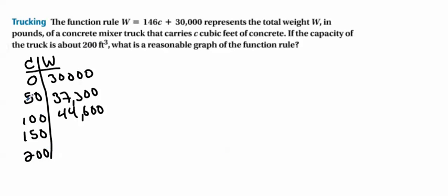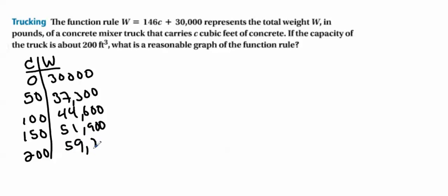Okay, so I have these five points. 150 times 146 plus 30,000 is 51,900. For 200, I'm going to do 200 times 146 plus 30,000, and I get 59,200.